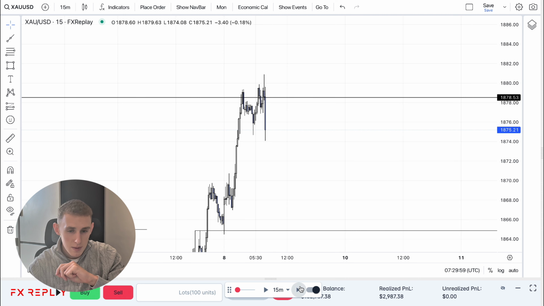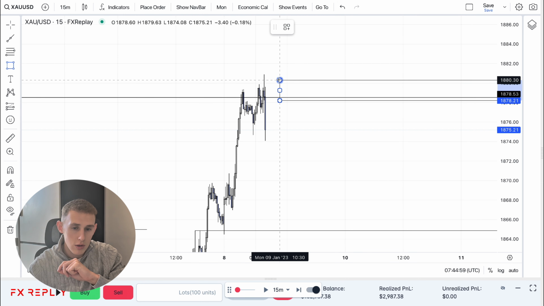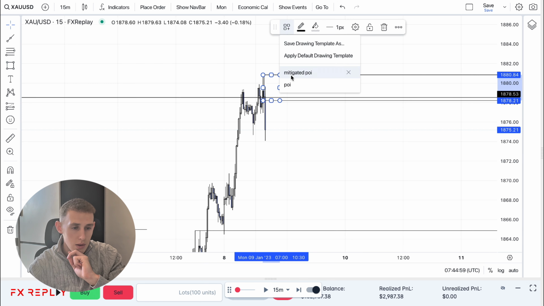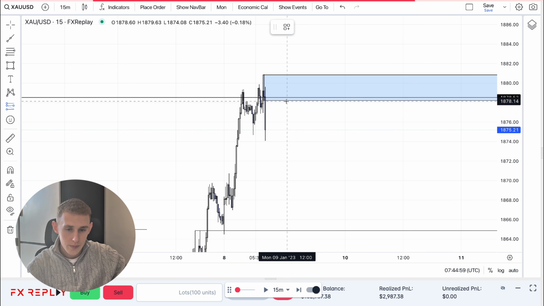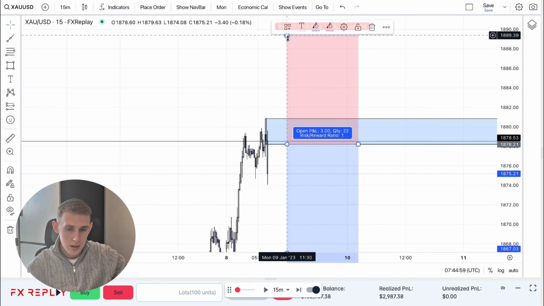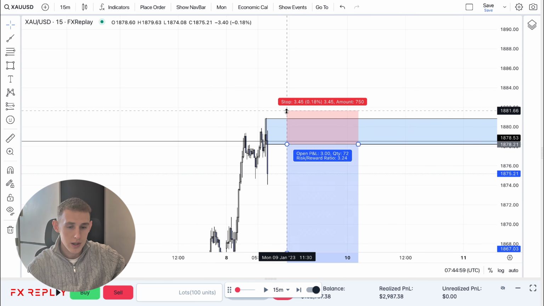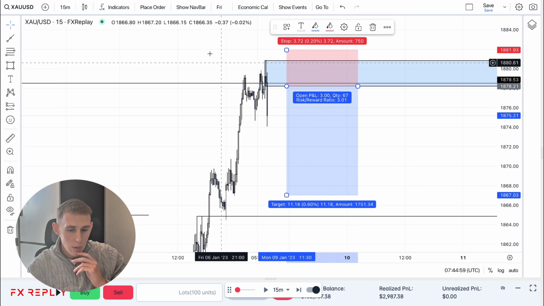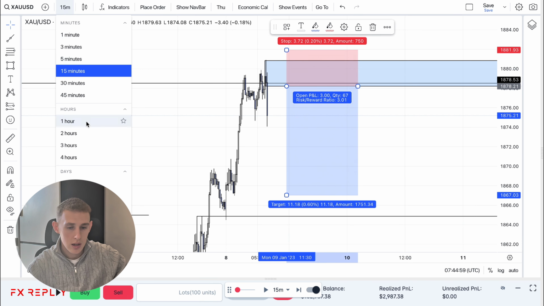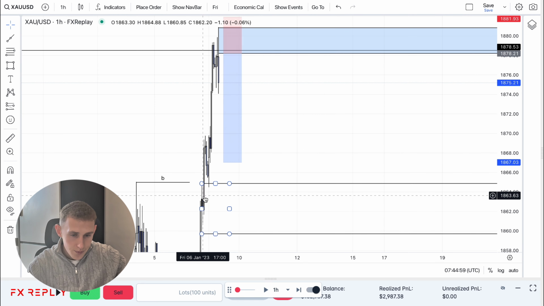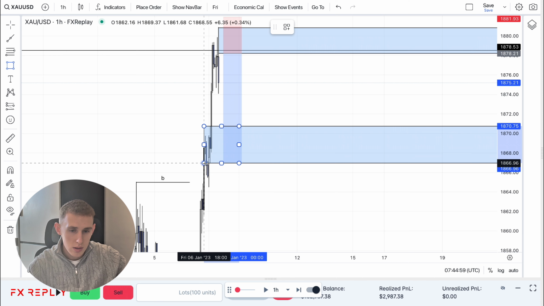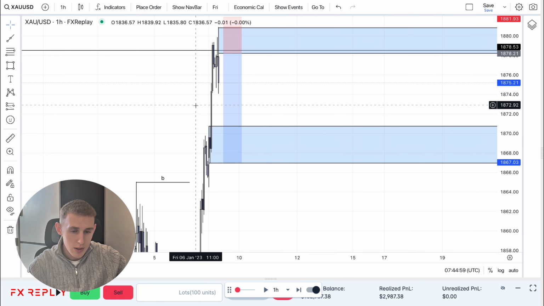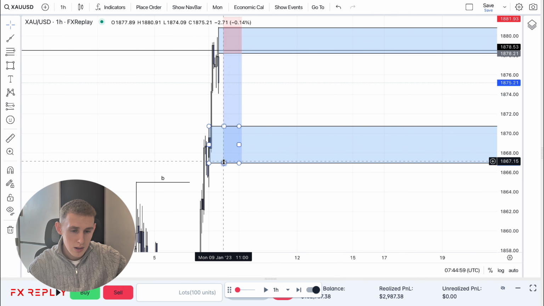There you go. So there's your 15-minute change of character. You created this supply zone as well. So I'm going to set a limit on that. Stops maybe slightly above, 1 to 3 target. Ideally though, I want to be targeting, we can see we have this sort of demand zone. So ideally I want to target no lower than that.